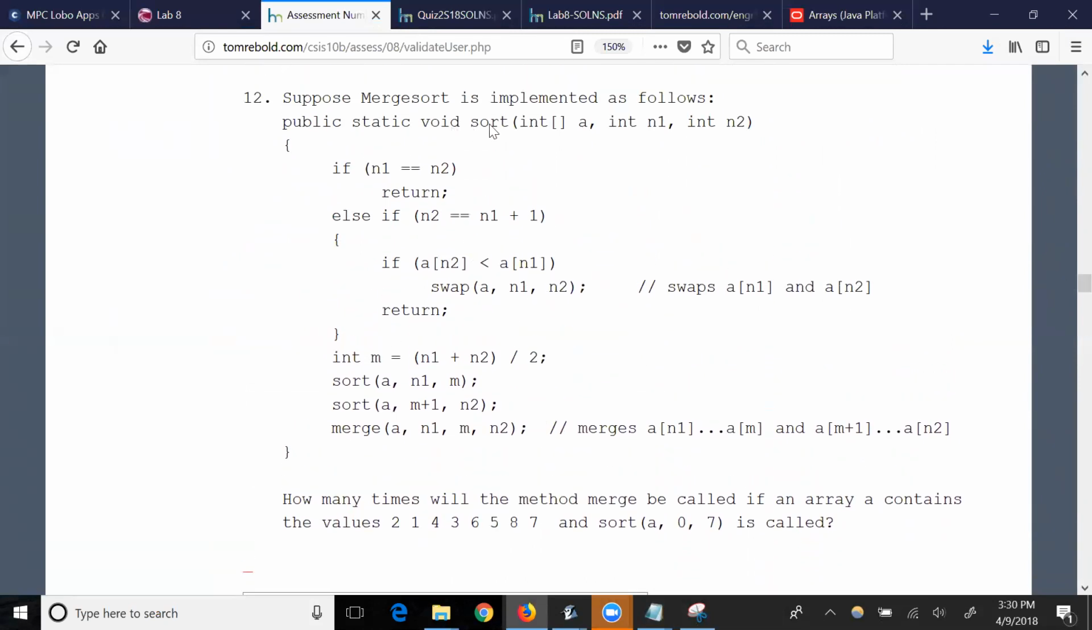So merge sort is implemented with a sort method that calls merge, right? And the sort method is actually recursive, and it's calling itself twice for every level, and then calling a merge from the 2 halves together. How many times will the method merge be called if an array A contains the values 1, 2, 3, 4, 5, 6, 7, 8 and sort of A 0, 7 is called?